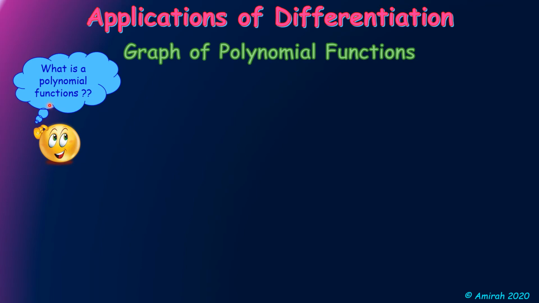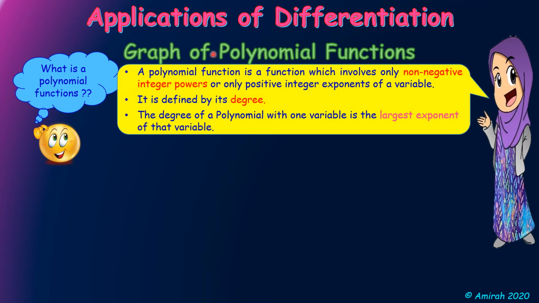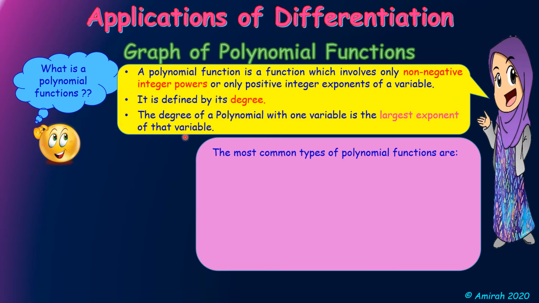In this section, we will discuss applications of differentiation, which is graph of polynomial functions. What is a polynomial function? A polynomial function is a function which involves only non-negative integer powers or only positive integer exponent of a variable. A polynomial function is defined by its degree. The degree of a polynomial with one variable is the largest exponent of that variable.